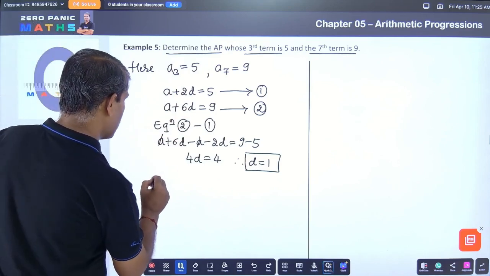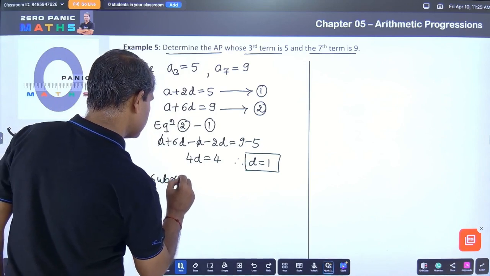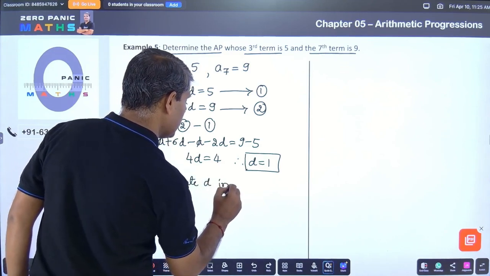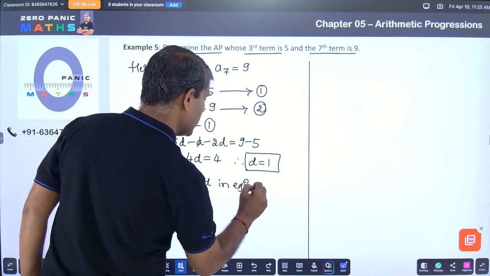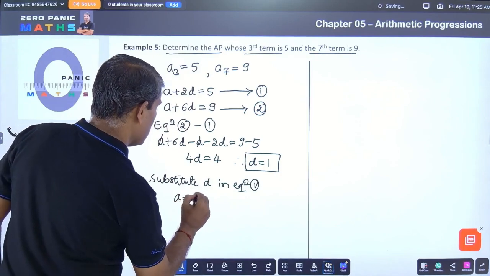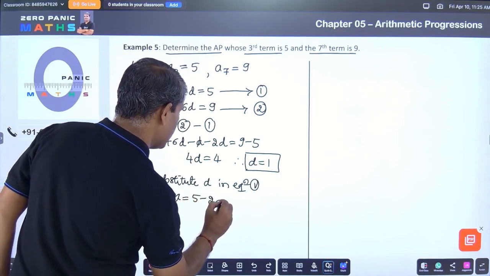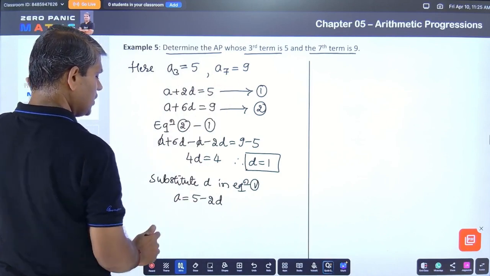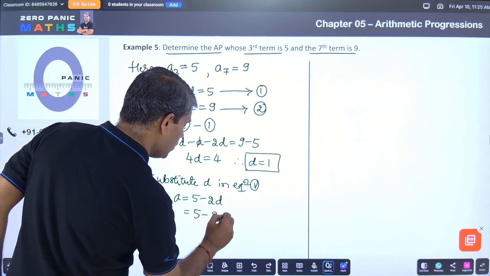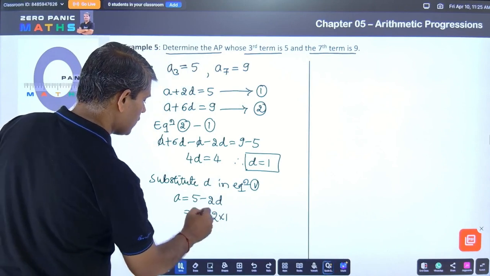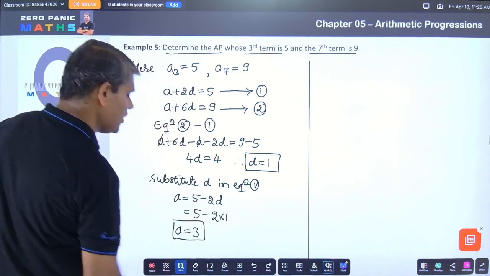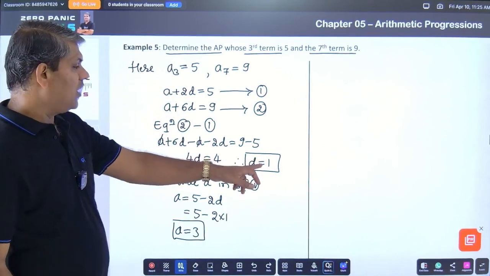So substitute d in equation 1, and what you are going to get is a is equal to 5 minus 2d. So the 2d I'm taking to the right side. So what is this? 5 minus 2 into 1. d is 1, so 5 minus 2, so a is equal to 3. So the first term is 3 and the common difference is 1.